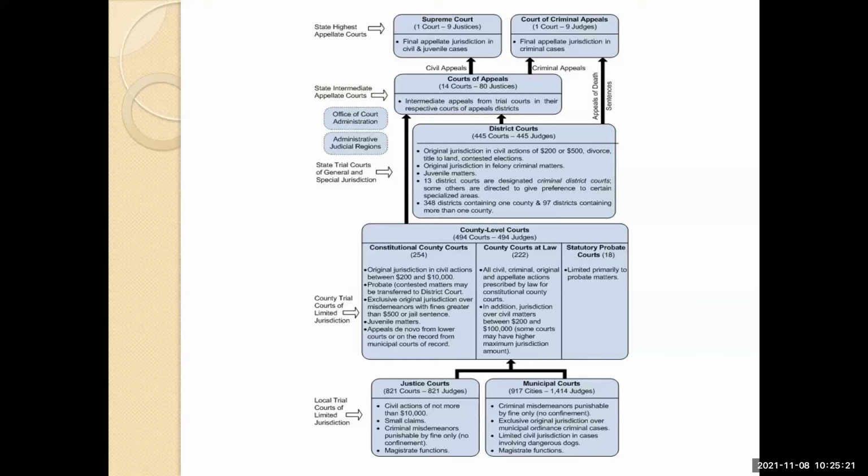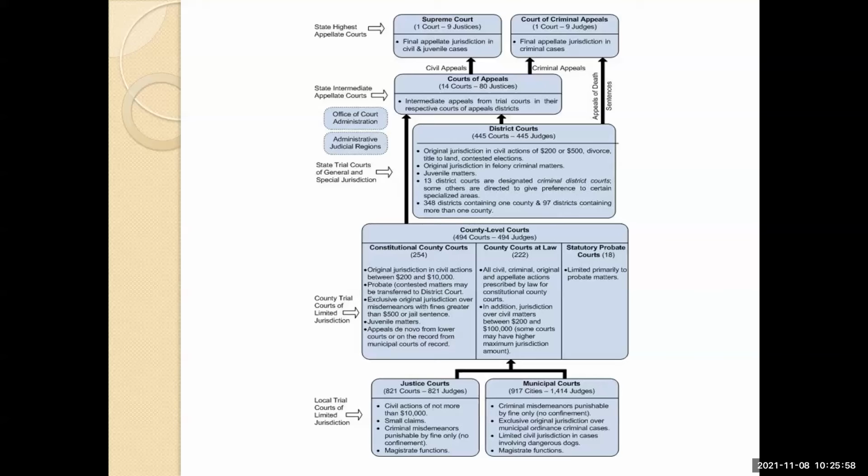If you look real quick to the far right side of this level here, you'll see there are statutory probate courts, a few of them in Texas. Statutory meaning that the legislature created these courts to handle probate issues. And the reason here is that probate issues are very complex legal issues, ones that can take a long time, require a lot of effort, and it's good to have some judges who have a lot of experience in probate law.